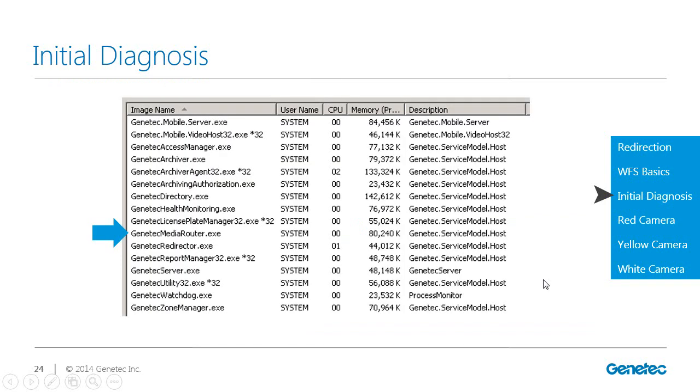Finally, connect to the server hosting the role and make sure the process is running. Go to the Task Manager, click on the Processes tab, and you should see a Genetec Media Router.exe process in the list here.